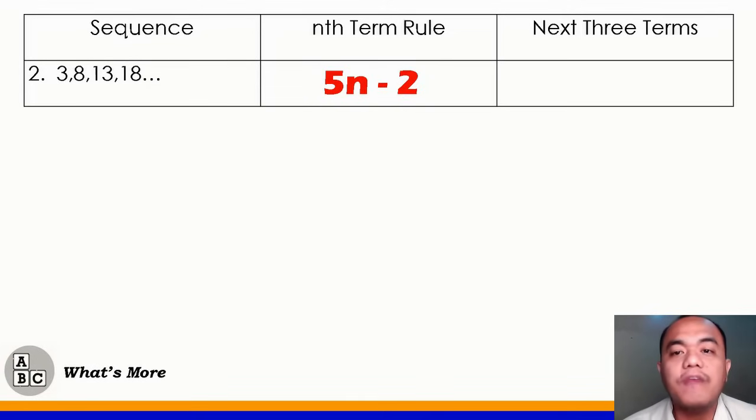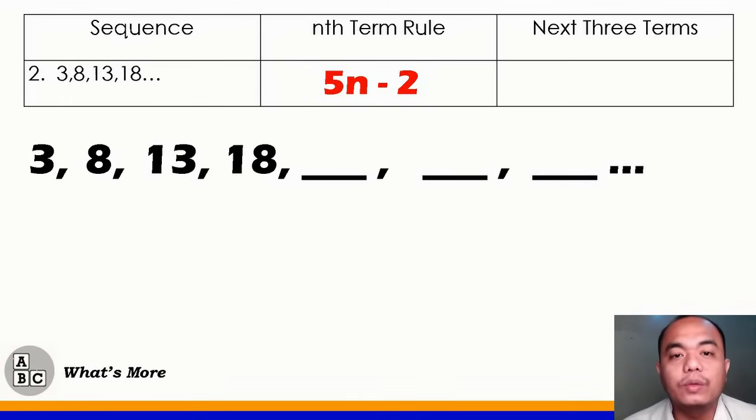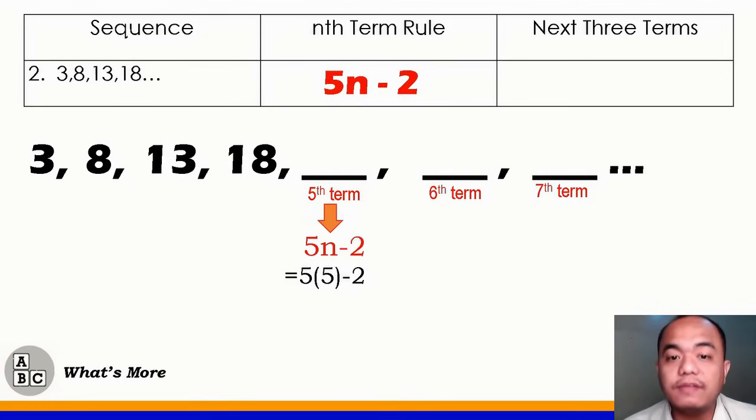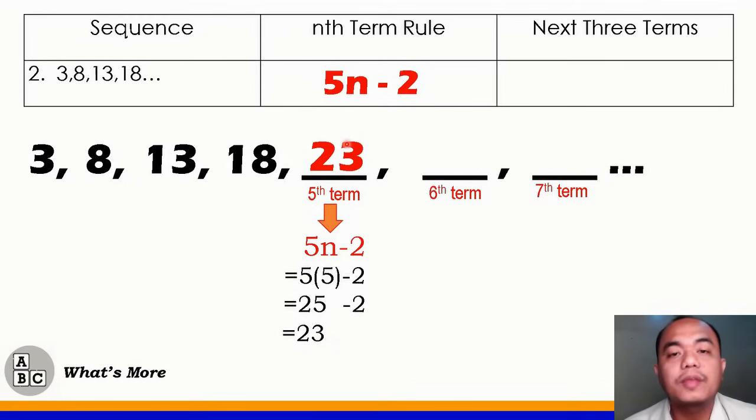Next is we find the next 3 terms. So we will use the n term rule in finding our next term. So we have the 5th term is missing, the 6th term, and the 7th term. So we have 5n minus 2. 5 times 5 equals 25. The n here is replaced by 5 because 5 here represents the 5th term. And then 5 times 5 equals 25. So 25 minus 2 here is equal to 23. So we have here 23 as our 5th term.